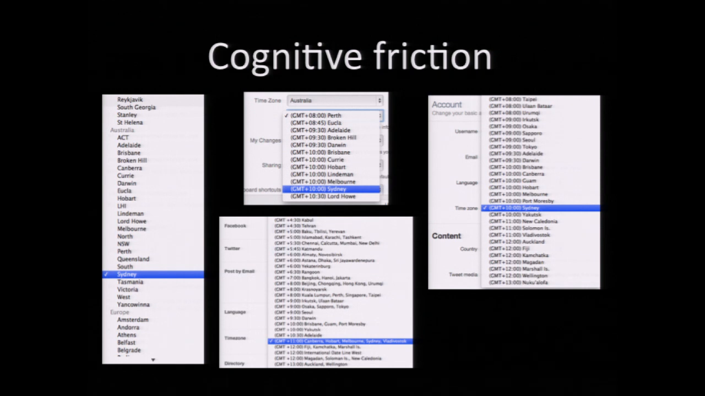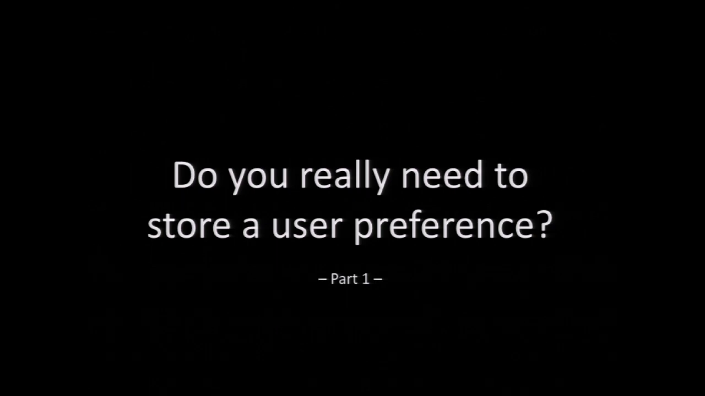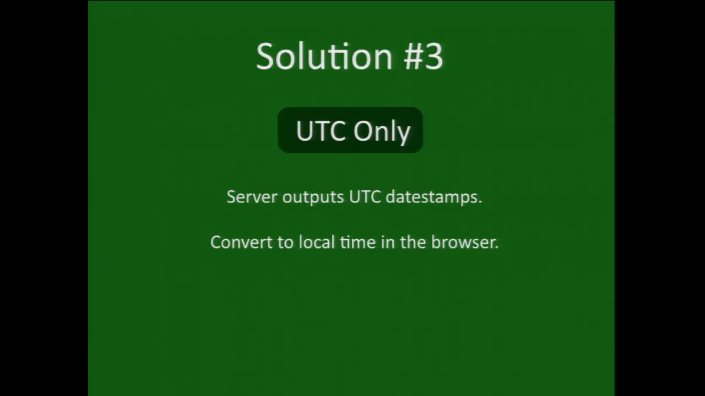So at this point, you need to ask yourself, do you even really need to store the user preference? Because what are you really trying to achieve? You're just trying to take a date and a time and display it in a way that's relative for your users. So what you do is you only ever reference UTC. Your server stores UTC, your server outputs UTC, and as a side note, you should only ever store UTC anyway, because otherwise your date calculations for adding and subtracting dates is going to get really hard. So the server just outputs UTC, and then you convert it to local time in the browser without actually knowing what the time zone is.